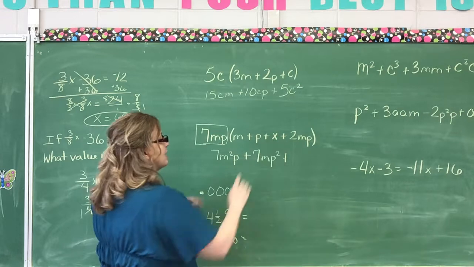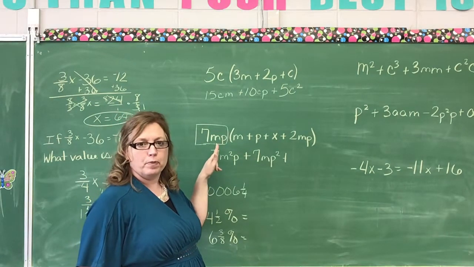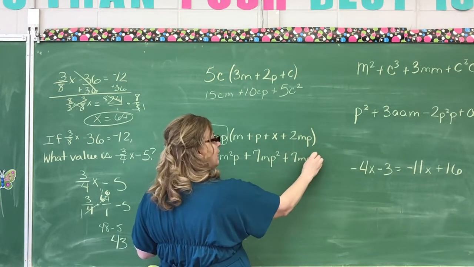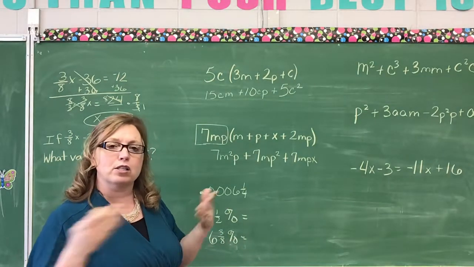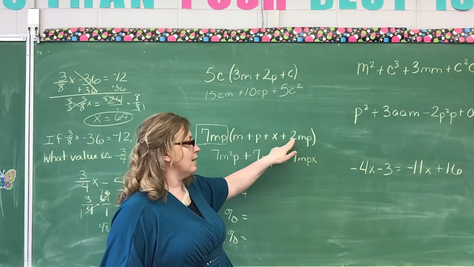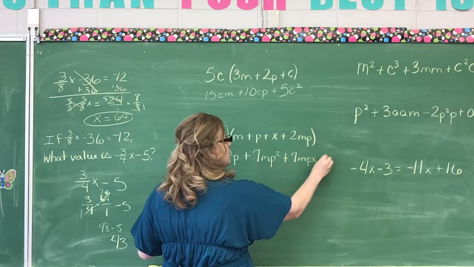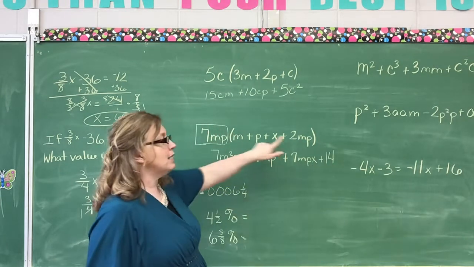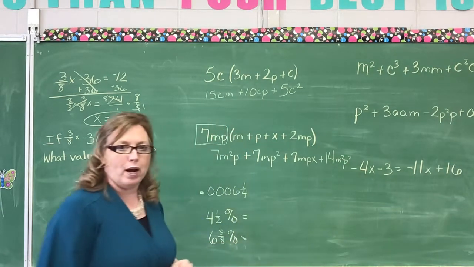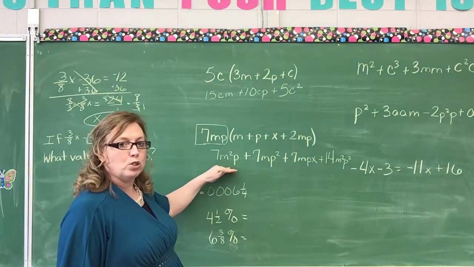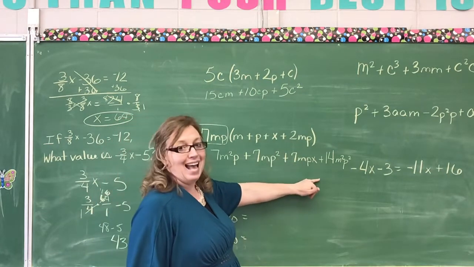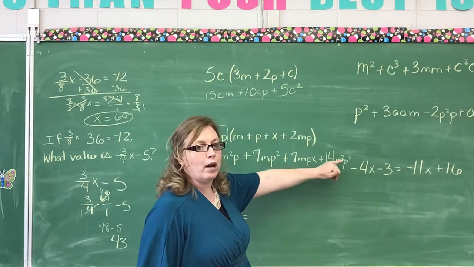Now, we have x. There is no x in this term. So we're simply going to multiply 7 times 1 is 7, m, a p, and an x, because there's nothing to square since they're the only ones there. Look at the last one. We have 7mp times positive 2mp. Well, 7 times 2 is 14. M times m is m squared. And p times p is p squared. So our answer is 7m squared p plus 7mp squared plus 7mpx plus 14m squared p squared.